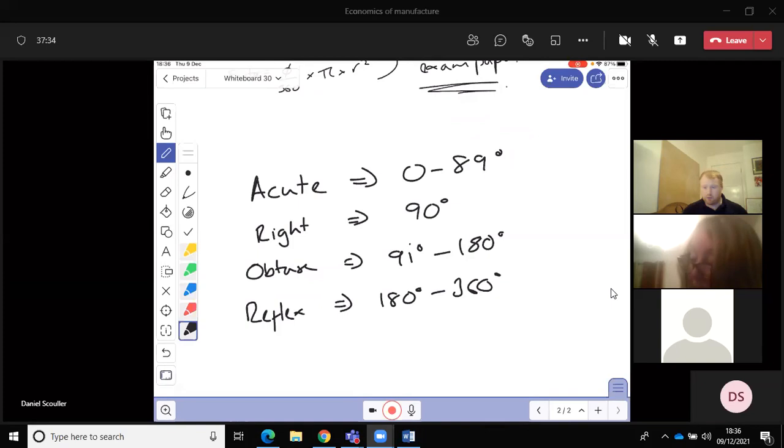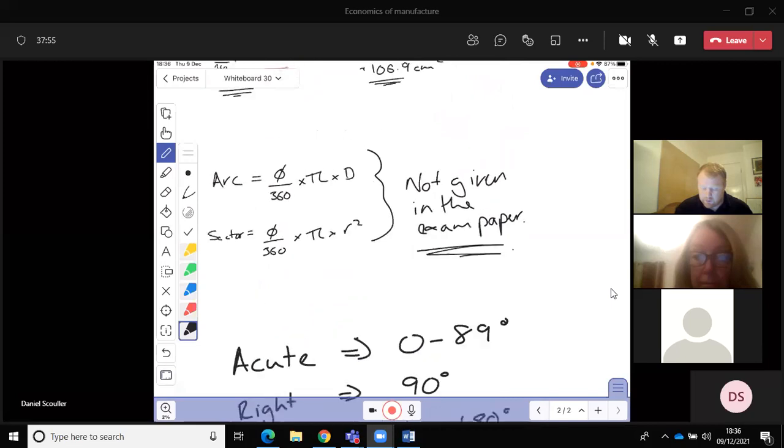So just look out for those words. They might throw one in, throw one out. So just be aware. You should be comfortable with that. You should have seen those words. Maybe reflex, not so much, but certainly when you did triangles in maths or whatever, acute, right, and obtuse should pop out to you. That reflex one might jump out to you.